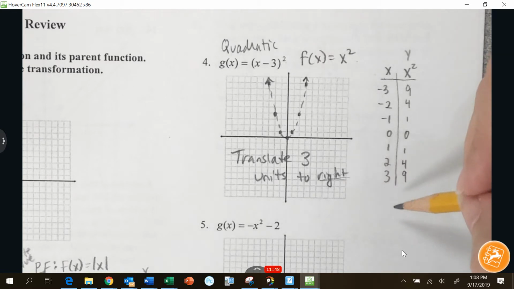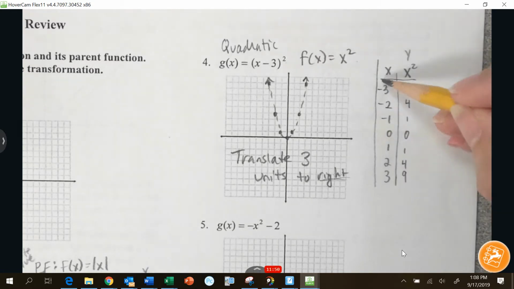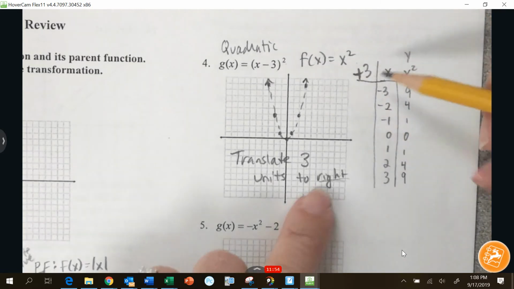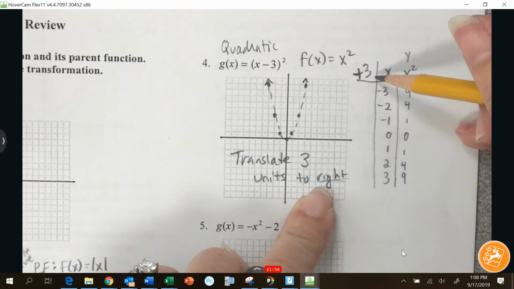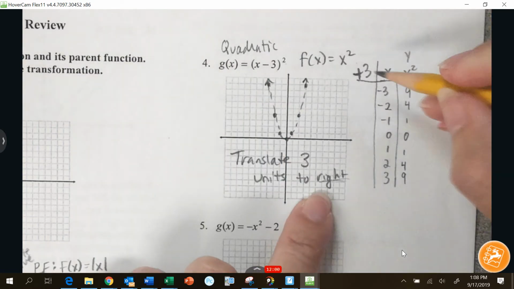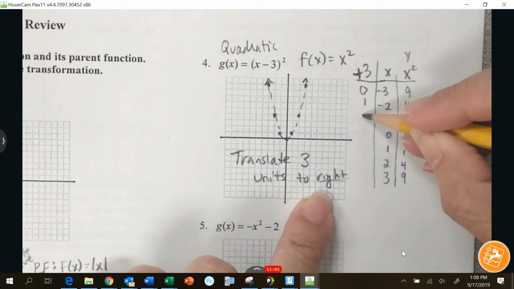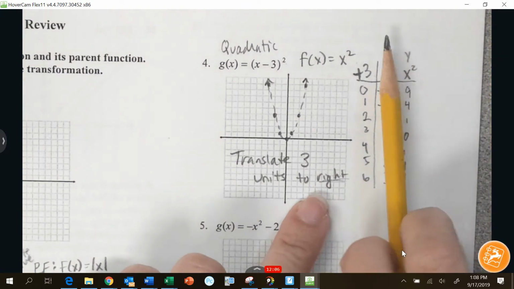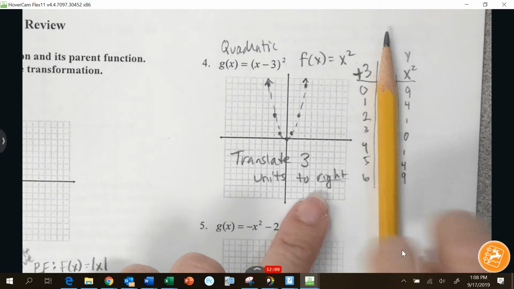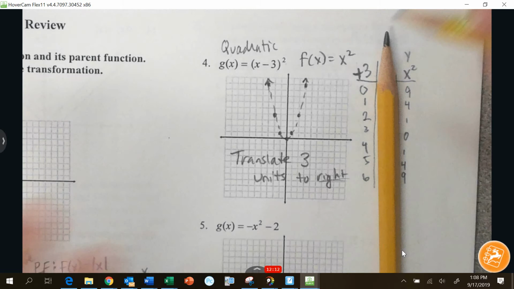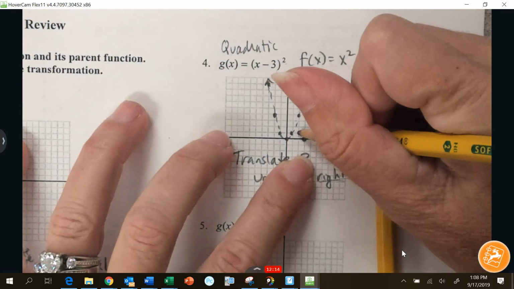Right is horizontal. So we will, on the horizontal side, add 3. So the words and the table are the same. The equation's the thing that's opposite. I'm adding 3 and I get 0, 1, 2, 3, 4, 5, 6. And then you graph your new x's and your original y's. And it should look like your graph.